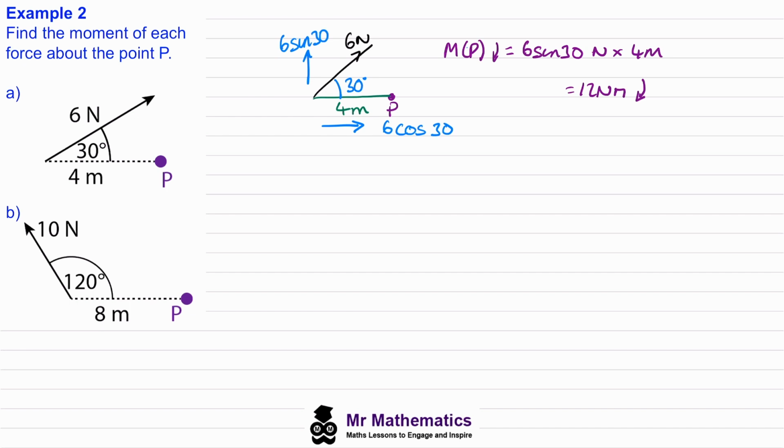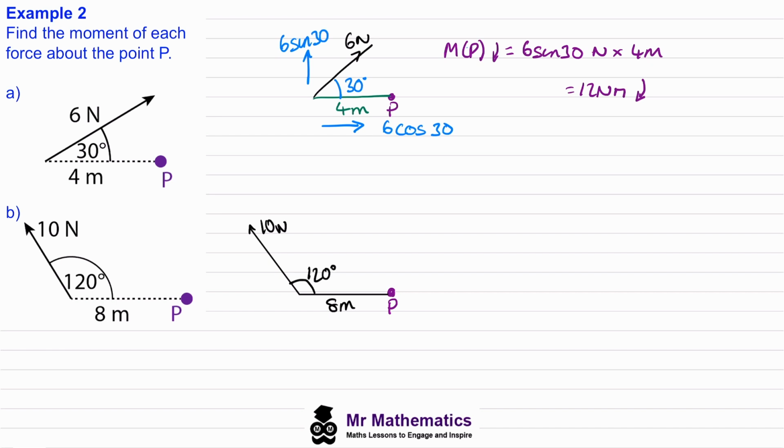Okay, so welcome back if you had a go. The first thing I'm going to do is draw the diagram. We've got our point P. We've got the arm of distance 8 meters. And then we've got our force of 10 newtons with an angle of 120 degrees.